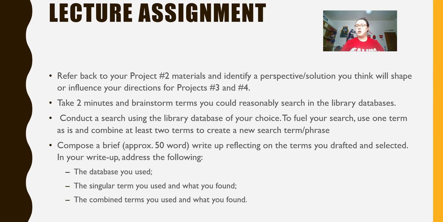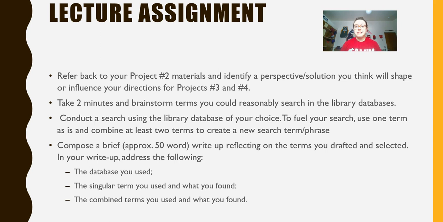So there's no right or wrong answer to this. It's however you want to approach it. Now, once you have narrowed down that topic from what you explored in a super broad sense in Project 2 to the direction you could see your later works taking in Projects 3 and 4, I'd like you to take 2 minutes and brainstorm terms you could reasonably search in the library databases. So we're going to move beyond Google and we are going to search the library databases.